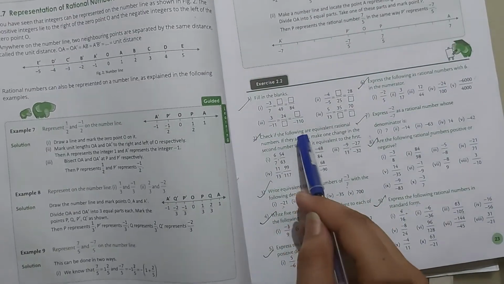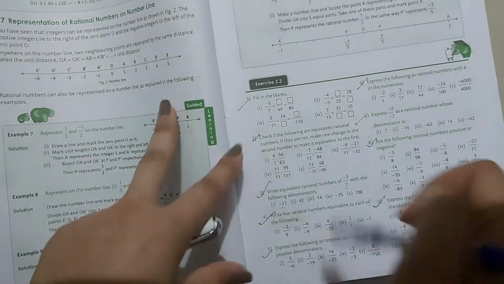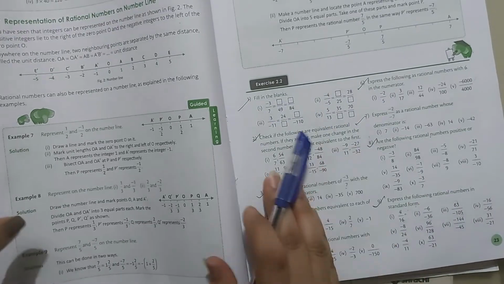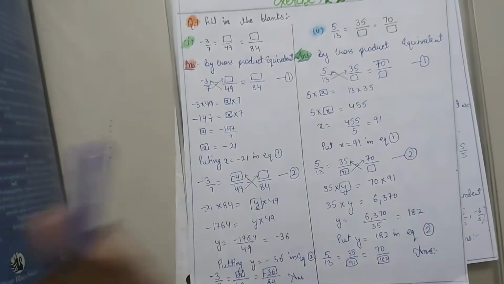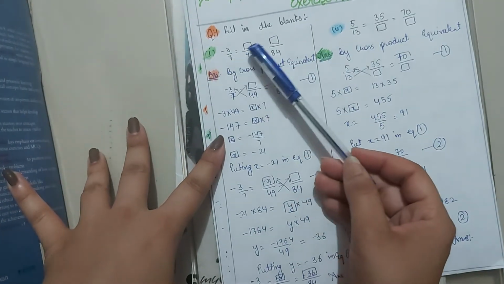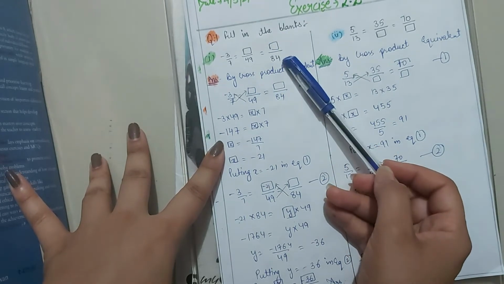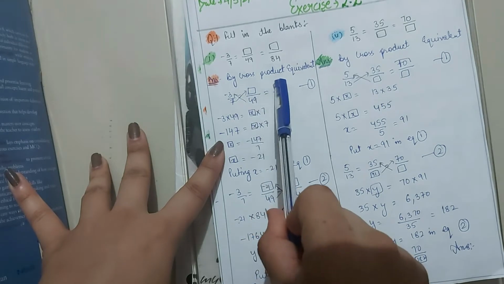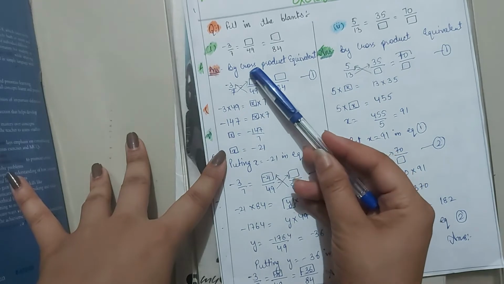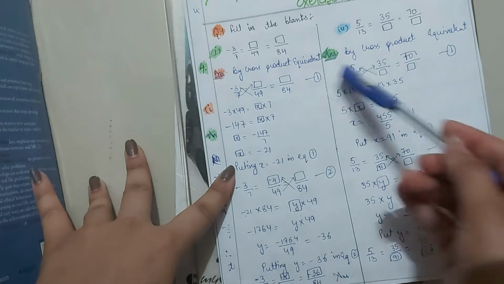So now moving to our exercise, our first question is fill in the blanks. To fill in the blanks, we have to use the cross equivalence method. Let me show you. Minus 3 by 7 equivalent to dash over 49 equivalent to dash over 84. So simply using cross equivalence, just put x here, let the empty space be x. That is our equation number 1.